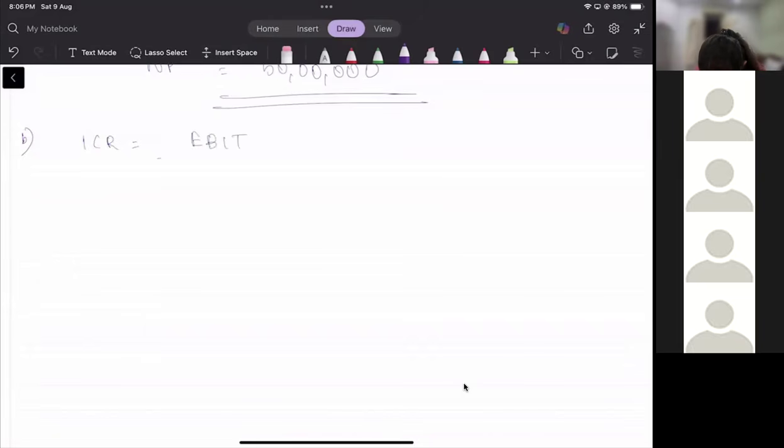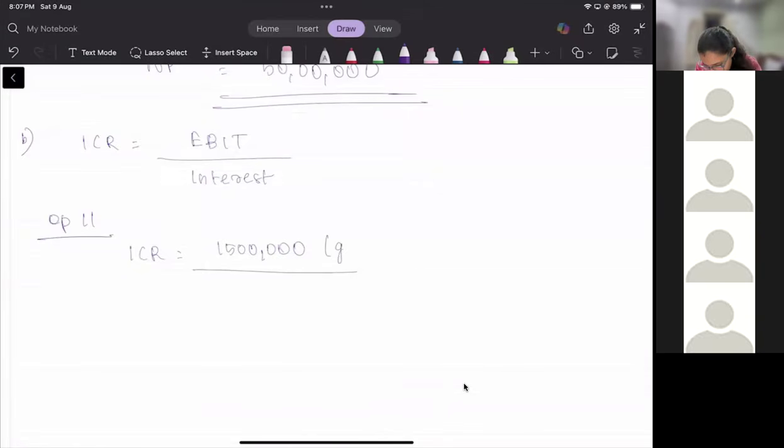So first let's write the formula for interest coverage ratio. What is the formula for interest coverage ratio? EBIT by interest. Yes. So option number 2, interest coverage ratio will be EBIT, which is given directly in the question as 15 lakh. How will you find the interest?